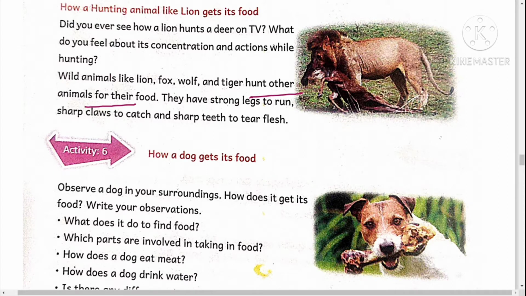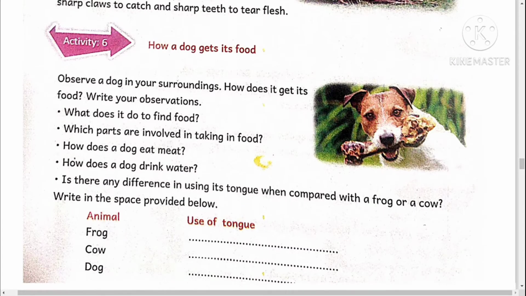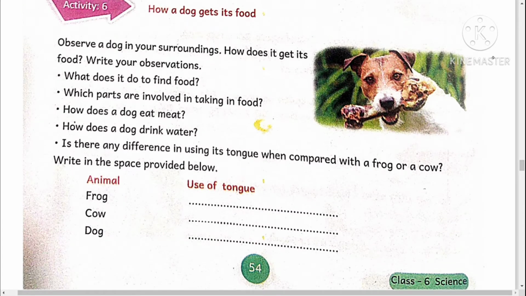The next one is how does a dog get its food? Observe a dog in your surroundings. How does it get food? See, and write your observation. So what does it do to find food? So the dog finds its food by smelling. So a dog has a strong sense of smell. With the help of smelling, it can find its food.